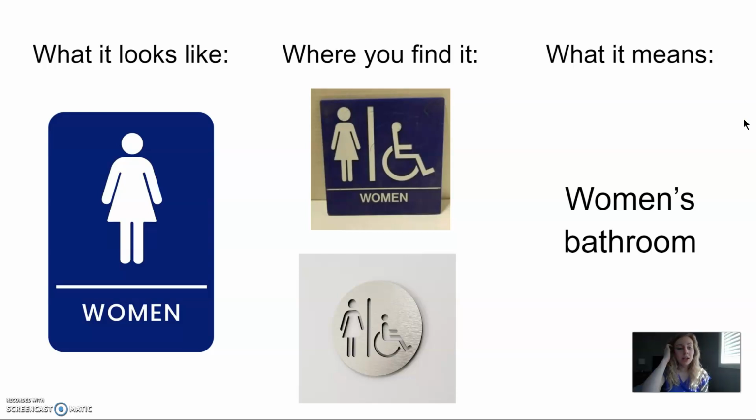Okay, sign number 2. This is the sign for the women's restroom. You will find this on doors notifying you that this is the women's restroom. Many times it will also have this right here, which means it is wheelchair accessible. There might be a larger stall in there. And so that is the women's restroom sign.